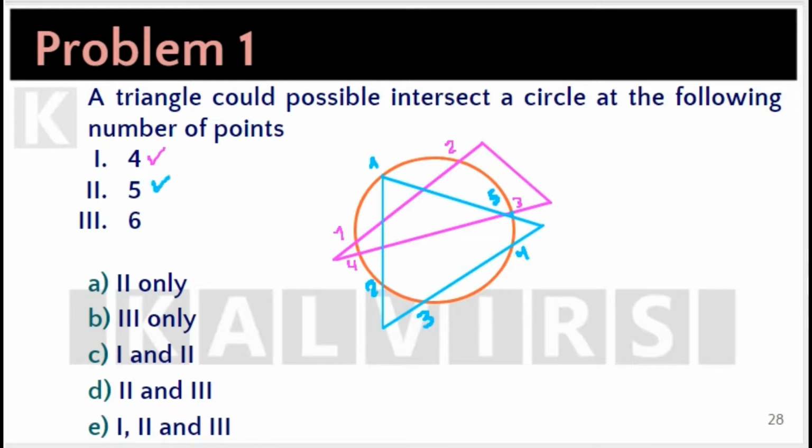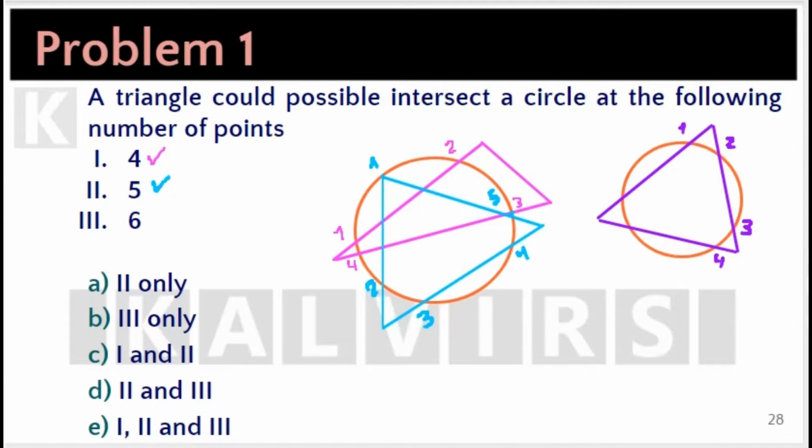Finally, for 6 points, I'll make another drawing. 2 points, and 2 more points. 1, 2, 3, 4, 5, and 6 points. So all of them are possible. Choice E is correct. Now, answer the following question.